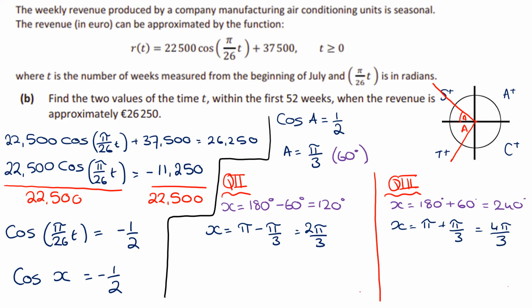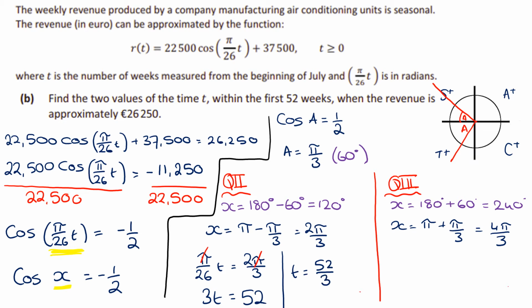We didn't have x. Remember that x replaced that pi over 26t. So what I have now is pi over 26t is equal to 2 pi over 3. I'm going to cancel the pi's from both sides, multiply by the two denominators. I get 3t is equal to 2 by 26, which is 52. So t is equal to 52 over 3, which is my first answer.